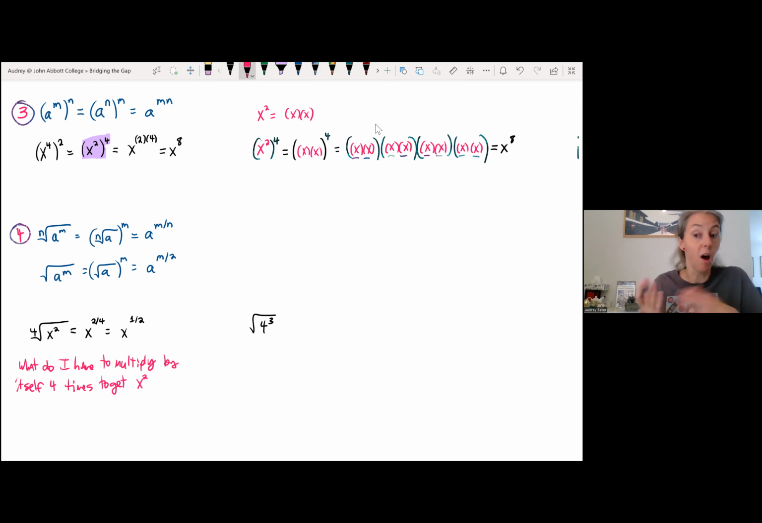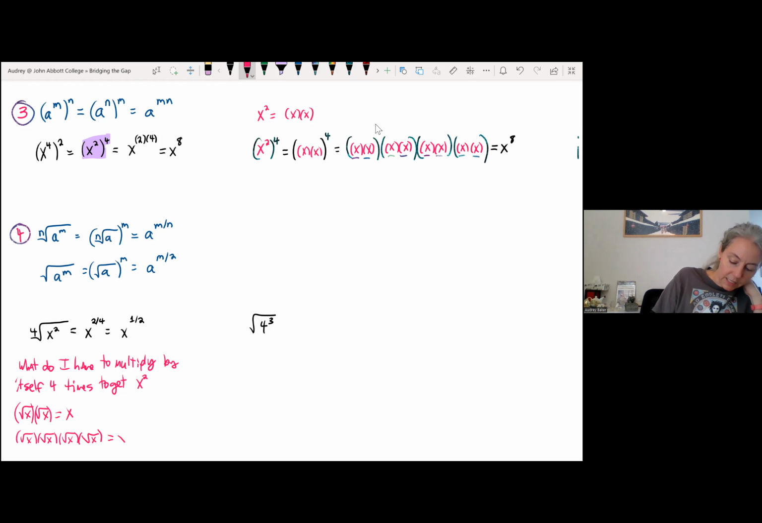Well, the answer is clearly not x, because if I multiply x by itself 4 times, that's x times x times x times x, I get x to the 4th. But if I think about the square root of x, the square root of x times the square root of x is just equal to x. So if I do that 2 more times, the square root of x times the square root of x, then suddenly I've gotten up to x squared. So the square root of x times itself 4 times does indeed give me x squared. And note that the square root of x using this rule is the same thing as x to the 1/2.